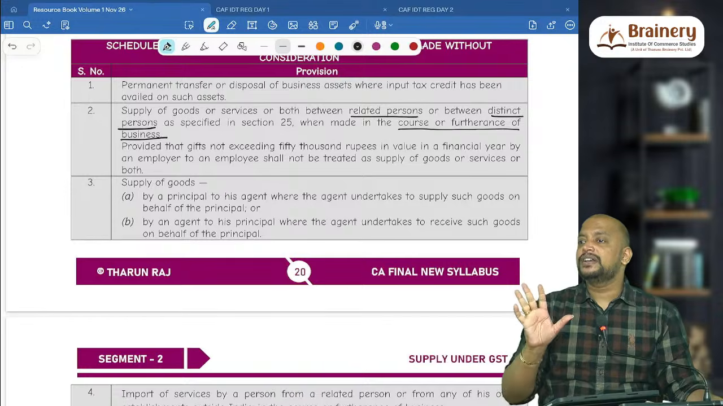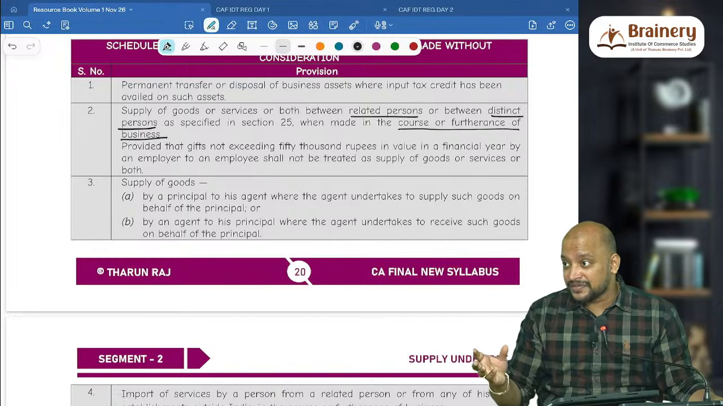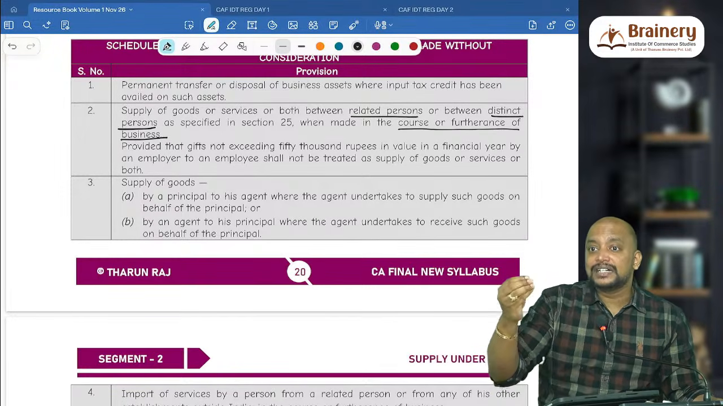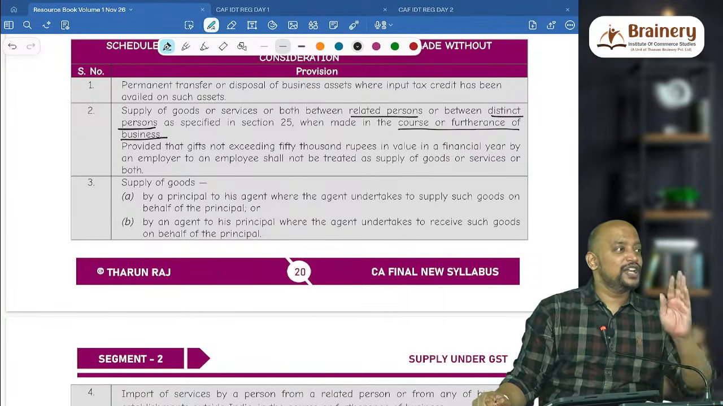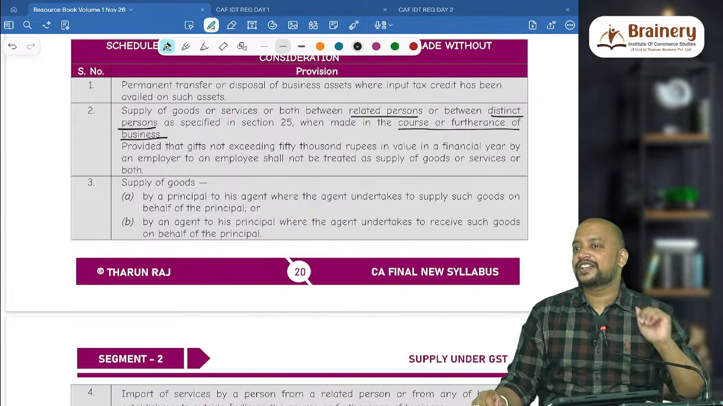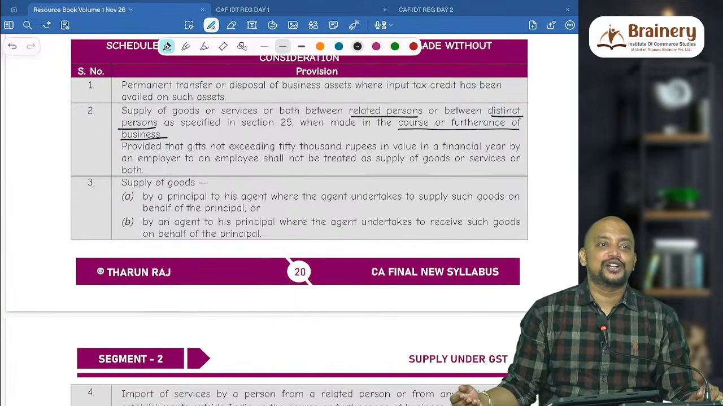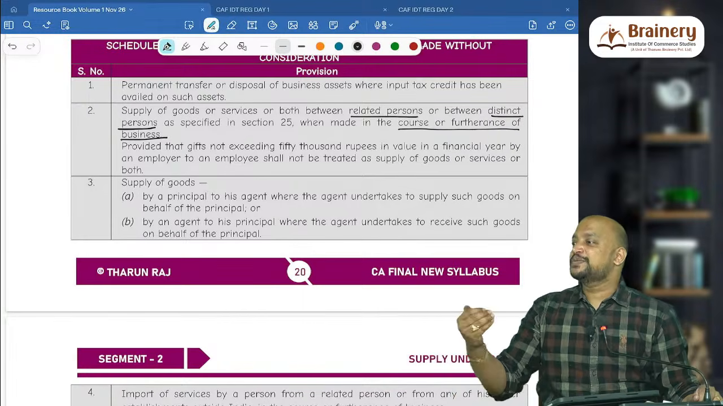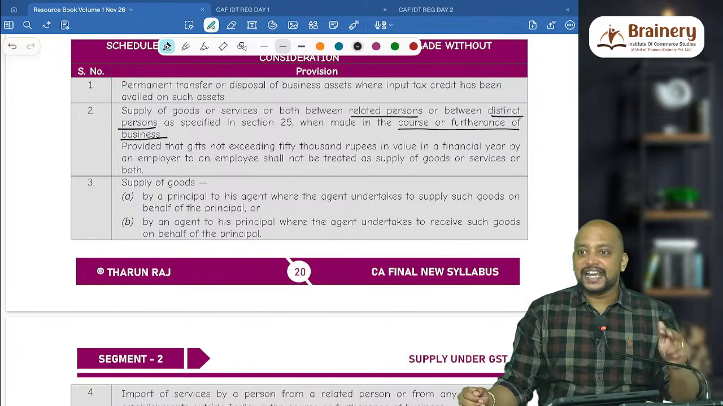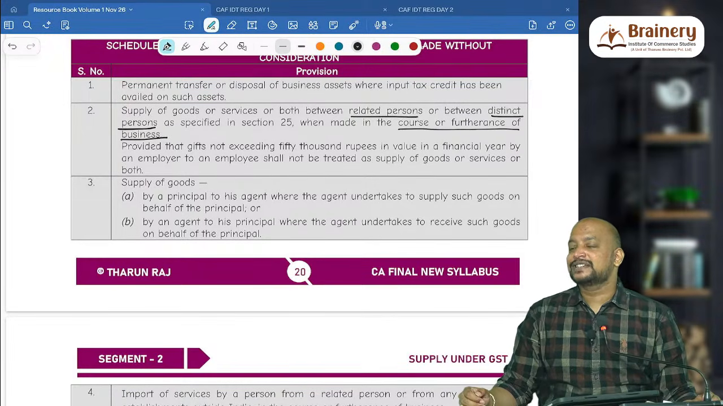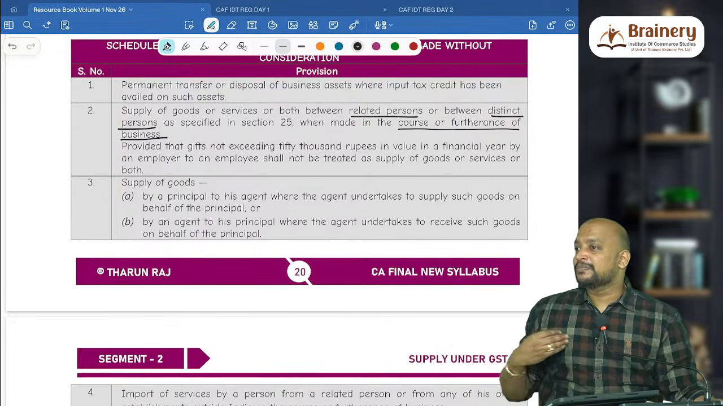Done? So between related parties or between distinct persons, any goods or services, even without consideration, constitute supply, but it should be in the course or furtherance of business. Why did they bring in the course or furtherance of business? Otherwise, between relatives, personal transactions and all should not get taxed. First point, by default, they are telling business asset. Correct? Second point, if they say between related parties, all transactions, even without consideration, constitute supply, which means that for me, my wife is related.